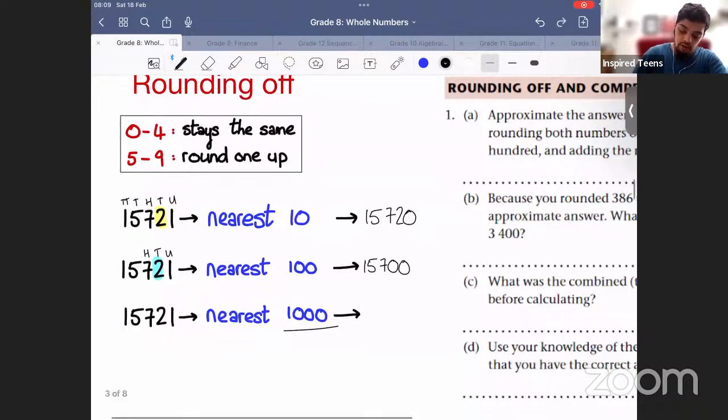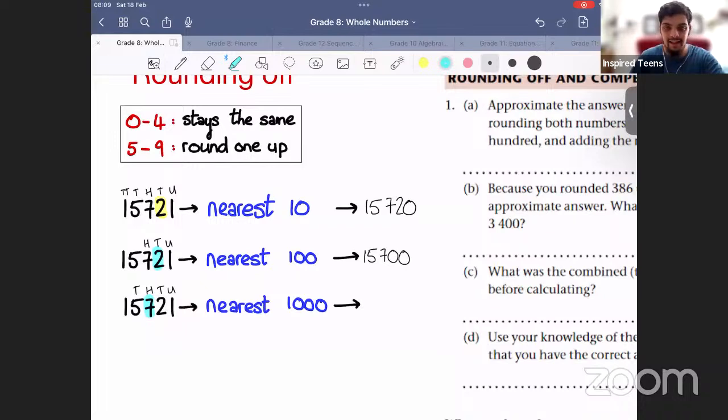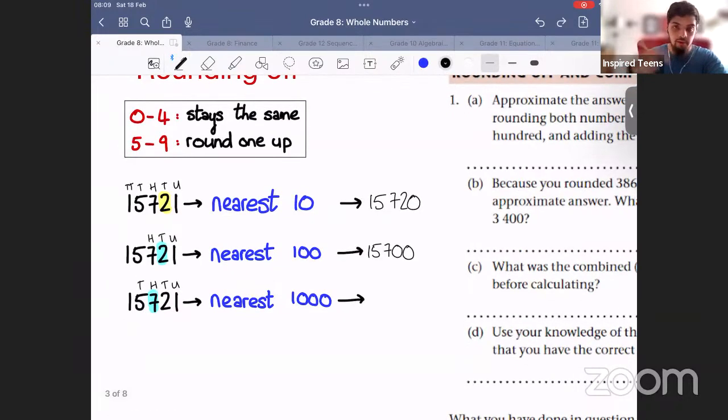Then we talk about nearest 1,000. Now in that case, here's 1,000, hundreds, tens, unit. Whenever we're rounding off to the 1,000, we need to look at the number that follows, which in this case is the 100. Is the number from 0 to 4 or from 5 to 9? In this case, it is from 5 to 9. The number is 7, right? So since the number is 7, we need to round 1 up. So rounding 1 up means that we will change the 1,000 number from 5 to 6. So it becomes 16000. So basically, we are saying the closest 1,000 to 5,721 is actually 6,000 and not 5,000.